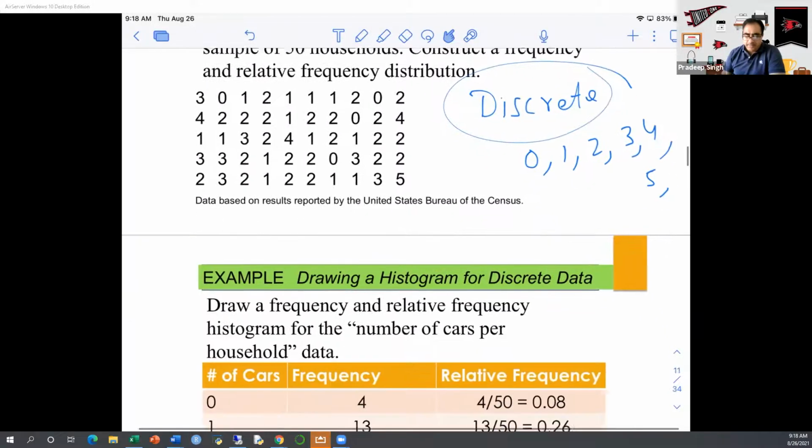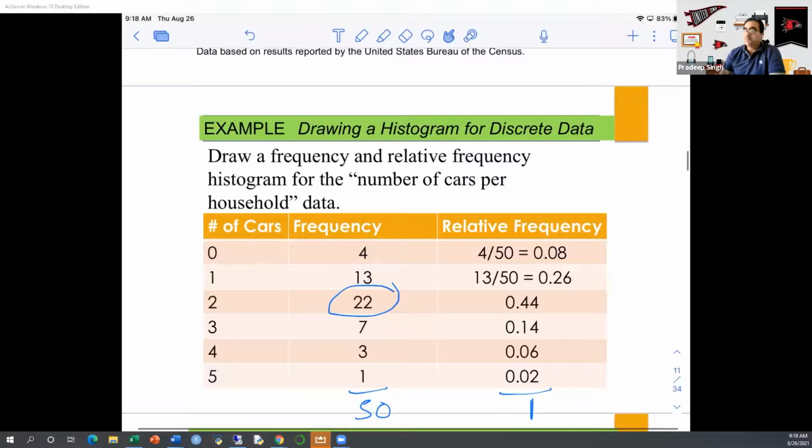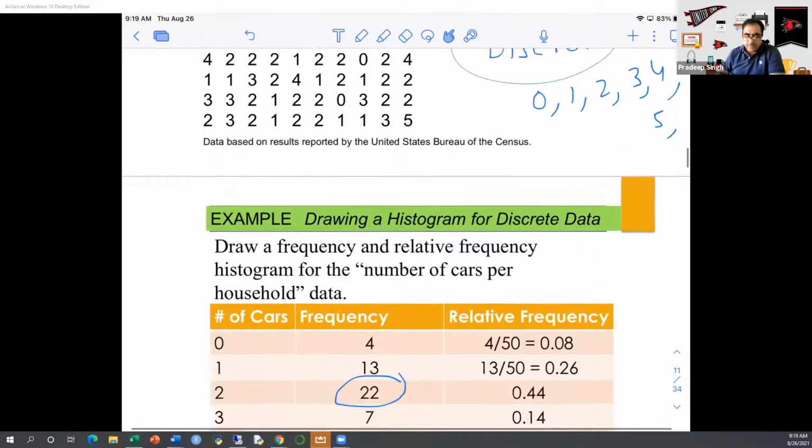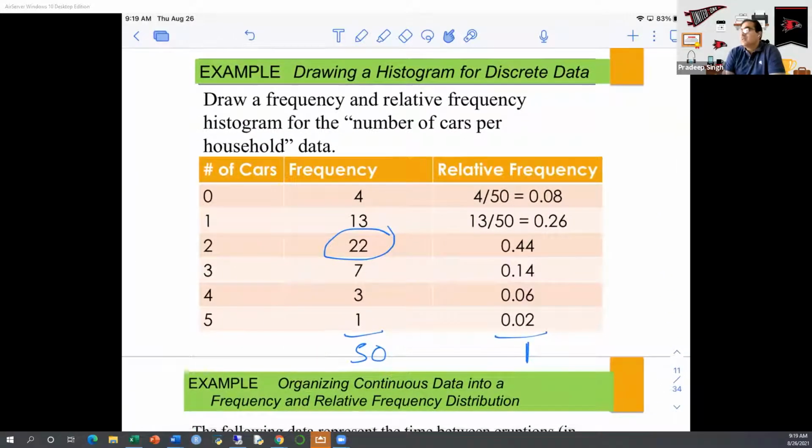So you tally them. So you will have the number of cars, 0. There are 4 households with 0 cars, 13 households with 1 car, 22 households with 2 cars, 7 households with 3 cars, 3 households with 4 cars, and 1 household with 5 cars. So that's how you are tallying the number of cars. You are assigning the frequencies, and then the frequencies should add to 50, right? So that is going to give you the total number.